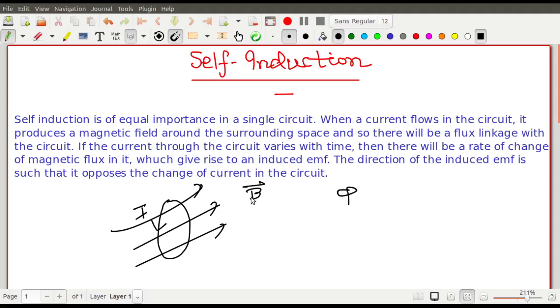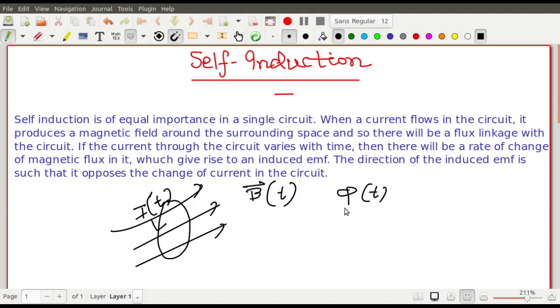Now suppose the current in the circuit varies with time. If the current increases or decreases with time, it is not a steady current. So as the current varies with time, definitely the magnetic field will also vary with time, and at the same time this flux will also vary. Is it clear to you? So as the current varies, the magnetic field also varies, and as a result the flux also varies with time.